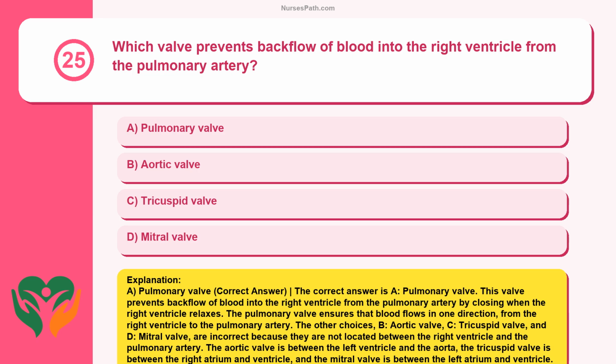artery. The other choices, B, aortic valve, C, tricuspid valve, and D, mitral valve, are incorrect because they are not located between the right ventricle and the pulmonary artery. The aortic valve is between the left ventricle and the aorta, the tricuspid valve is between the right atrium and ventricle, and the mitral valve is between the left atrium and ventricle.